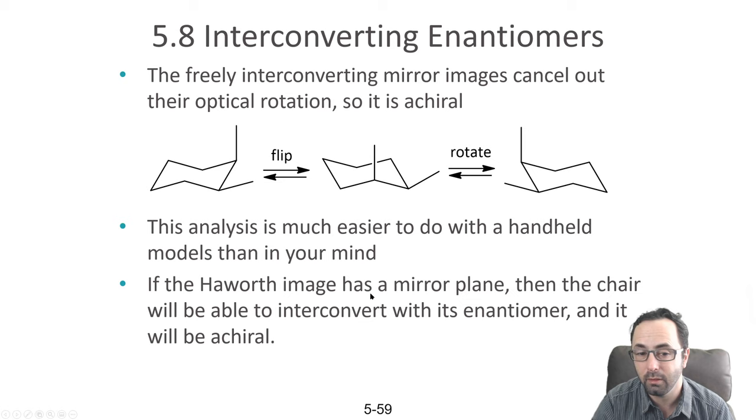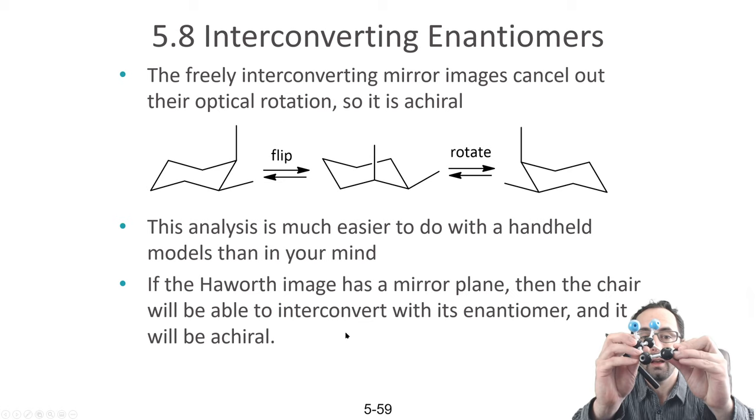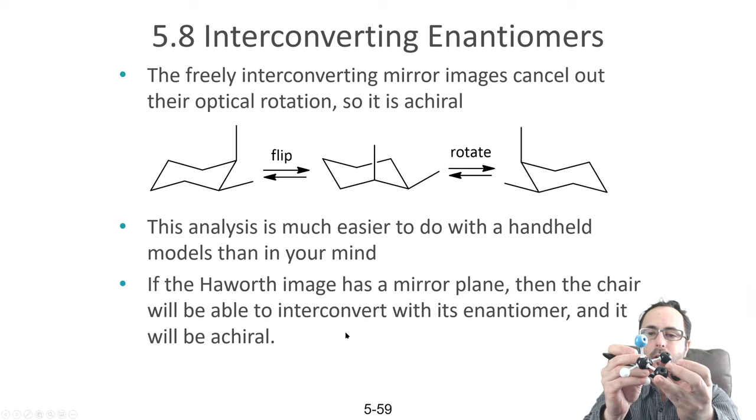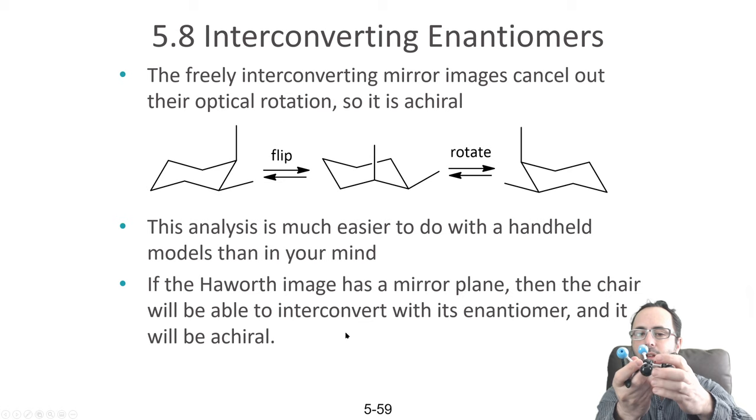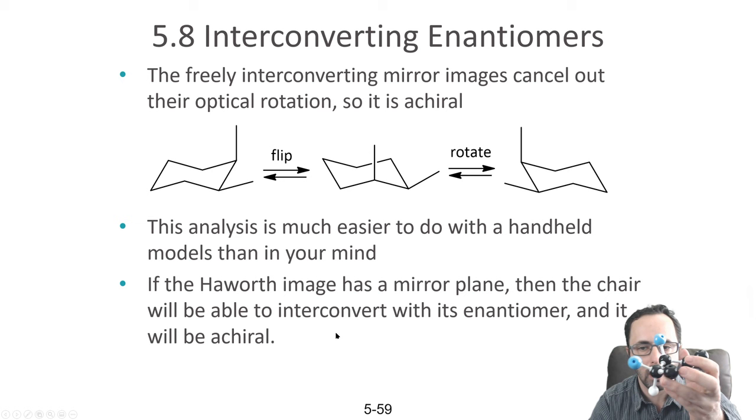Again, it's helpful to have the visual models that you can feel in your hands and use, and you can see what's equatorial here, what's axial. You can see that there's not exactly a plane of symmetry, but because it's freely interconverting between the two forms, it's really not stuck in any one chiral arrangement.